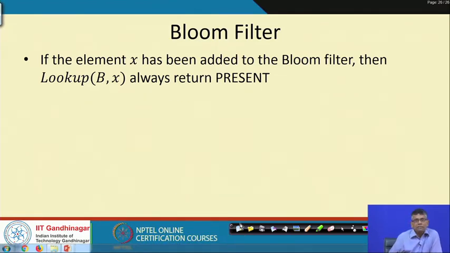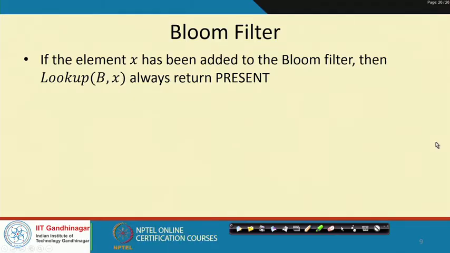So, here is a simple enough statement. If the element x has been added to the Bloom filter, then lookup of Bx will always return present. And this is pretty clear, right? Because if the element x has been added to the Bloom filter, then when we are adding it, we have turned on these bits already, and no other insertion turns off these bits, because we never turn off bits. So, therefore, these bits once turned on will always remain on, and therefore, lookup of Bx will return present. So, this is fairly clear, right.